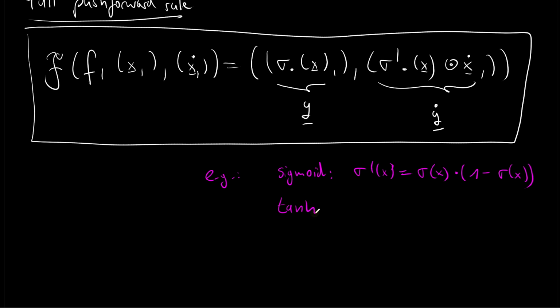Or the hyperbolic tangent, we know that its derivative is 1 minus sigma squared of x. And here we could also reuse the primal computation. So in other words, these nonlinear activation functions have been chosen also in parts because of their favorable derivative properties to reuse a computation from the primal pass.